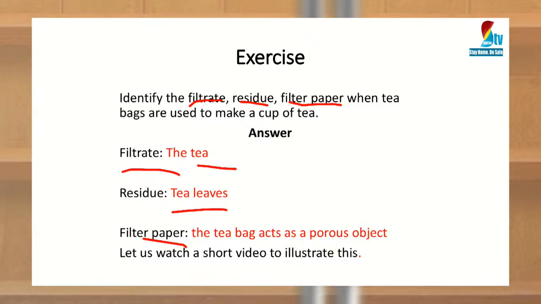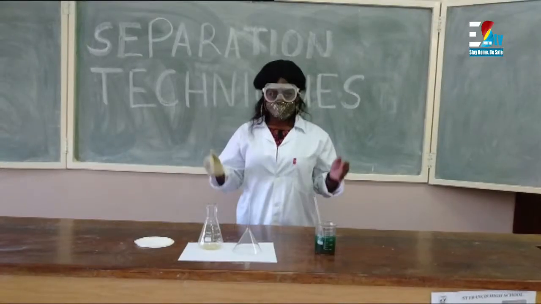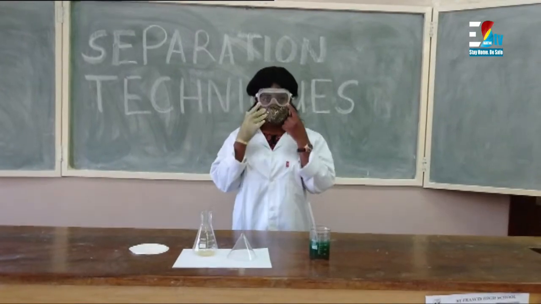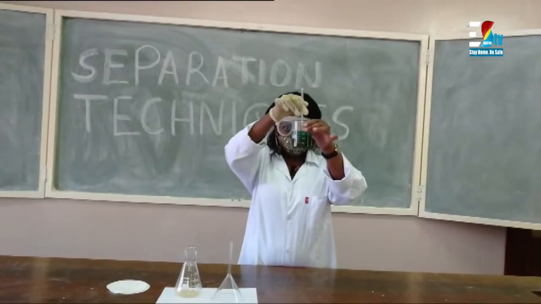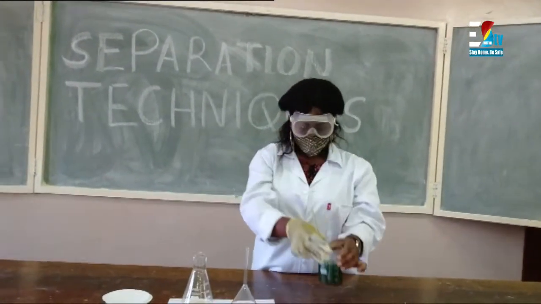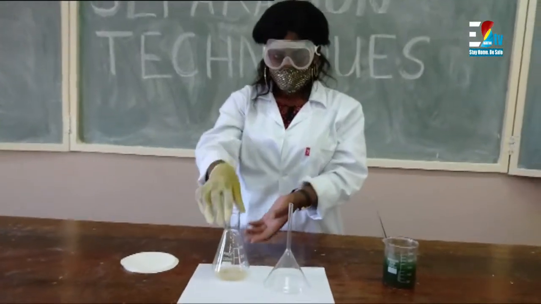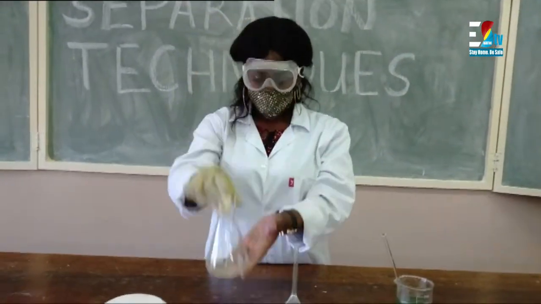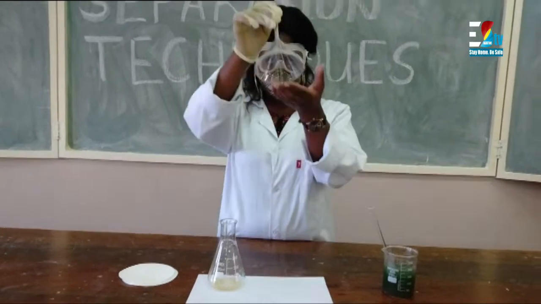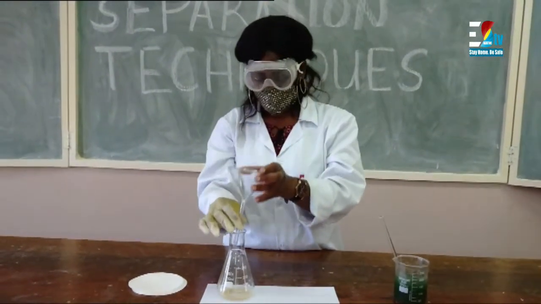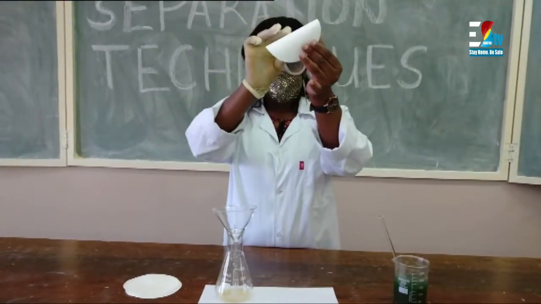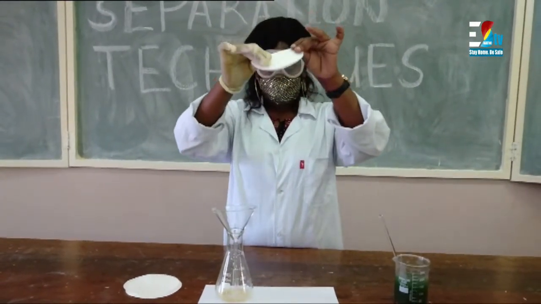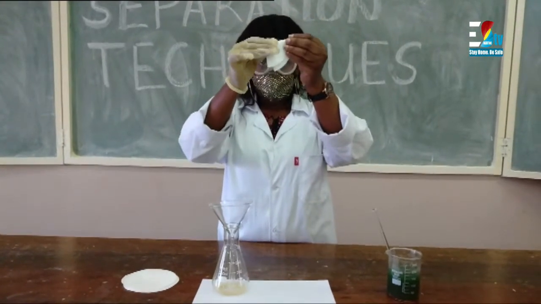Let us now watch a short video to illustrate this method. This is filtration, and before we continue with our experiment, always remember to wear the proper gear. We have a mixture of sand and copper sulfate solution. Before we continue, we have the apparatus, which is the conical flask and the filter funnel, which we place on top of the flask, and then we're about to put in the filter paper. Remember how to fold the filter paper carefully.